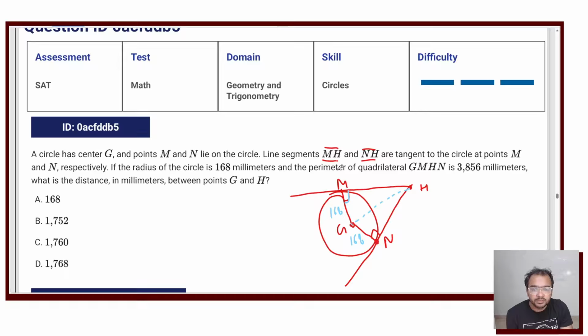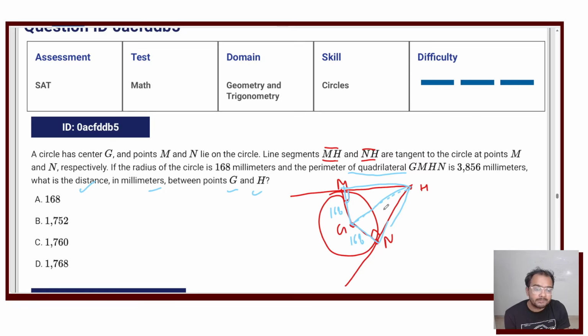Okay, so what are we given? The perimeter of this quadrilateral. Which quadrilateral? G, M, H, and N. These four sides, they make up a quadrilateral. The perimeter is given as 3856. I need to find the distance between the points G and H. So what's the distance between G and H? This hypotenuse is what we need to find.